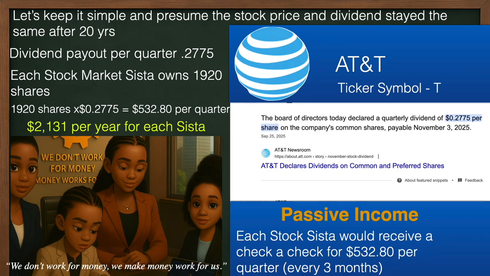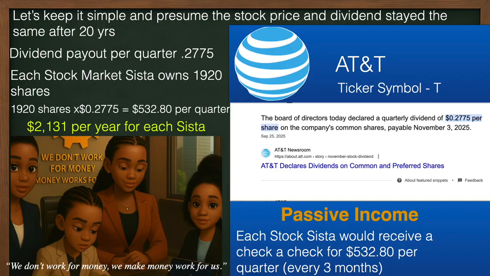Now let's see what the dividend income could look like after 20 years. 1,920 shares times 0.2775 equals about $532.80 every 3 months. Over a full year, that's 4 payments, which comes to roughly $2,131 in dividend income just from owning the shares.